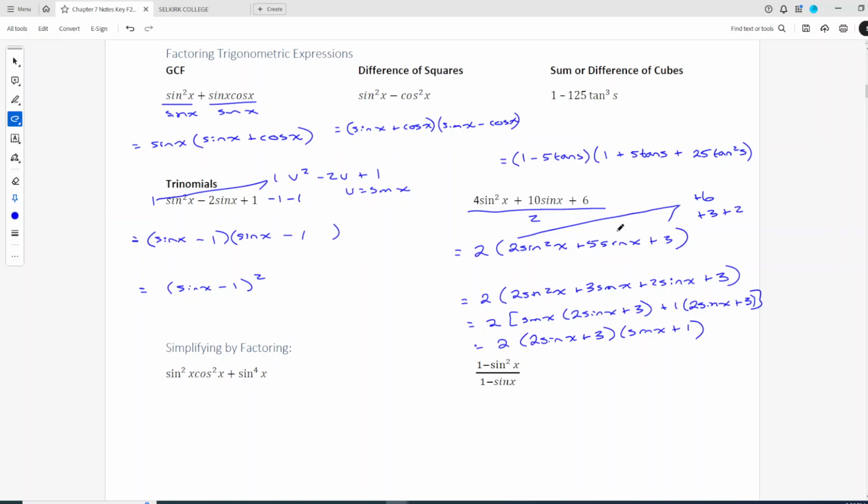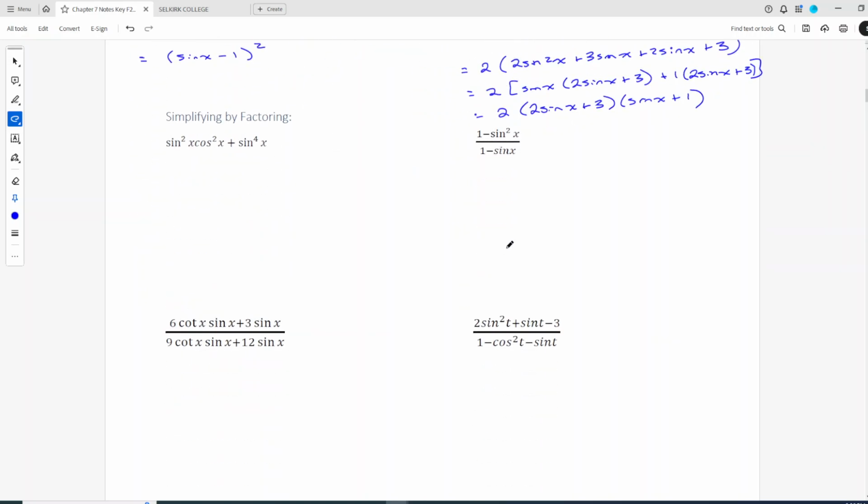Okay, and again, sorry, I forgot to mention that if you don't like the signs being in there, write it as 4u squared plus 10u plus 6, and then factor it like that, and then put the sine x back in for u. But let's look at why we're going to use this. So these ones say simplify by factoring. They won't always say that when we get to trig identities. This is kind of like a leading in of the skills. So for this one, they're telling you they want you to factor.